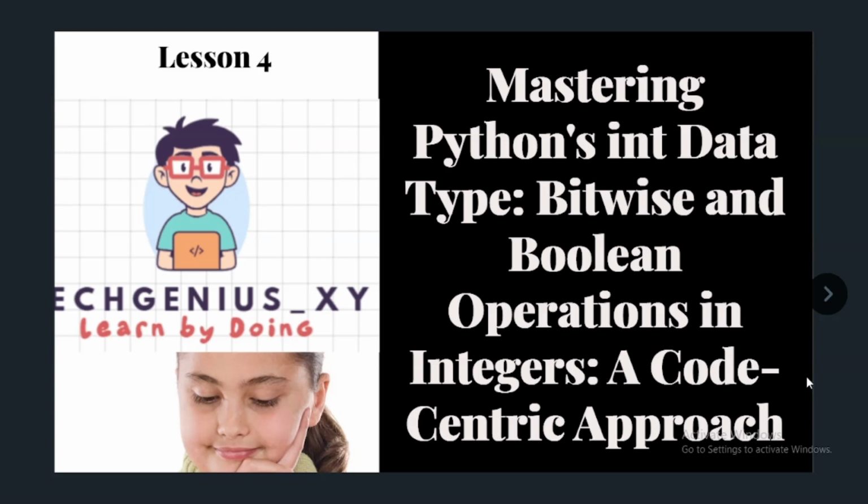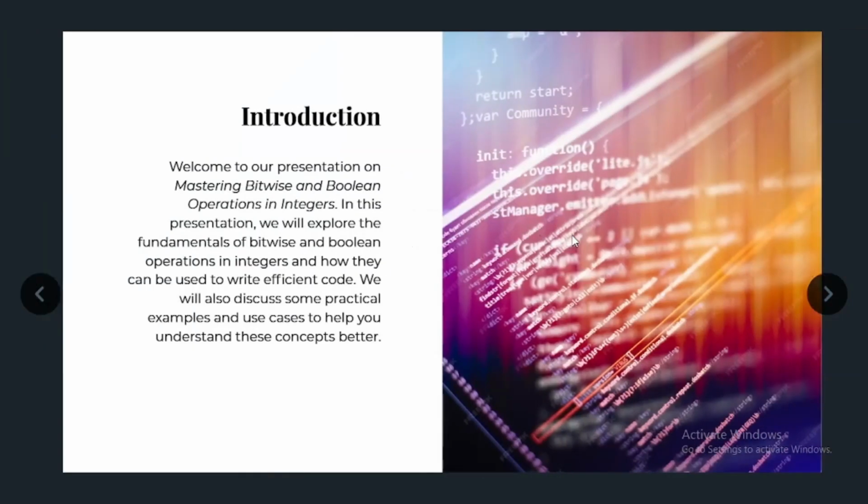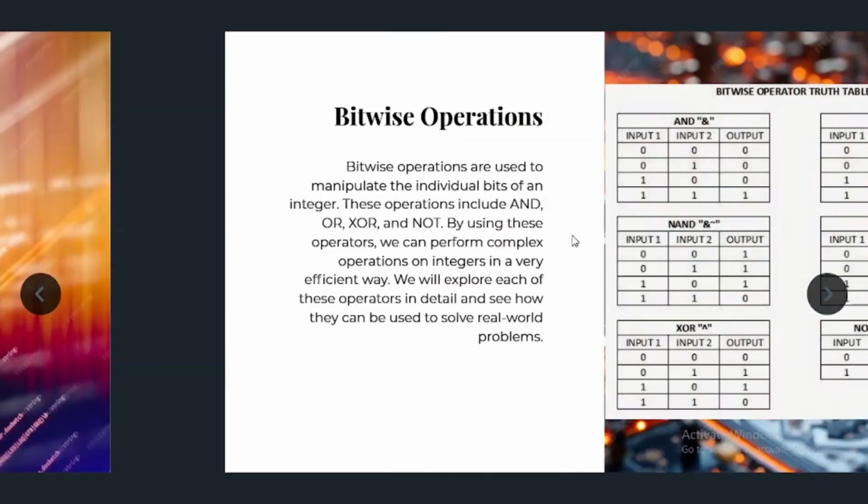We are in lesson 4, continuation of the previous lesson. So the continuation is all about bitwise and Boolean operations. So without wasting time, let's dive into our presentation. The learning objectives are aligned with the previous learning objectives, but with the addition of bitwise understanding and Boolean operation. So let's check the meaning.